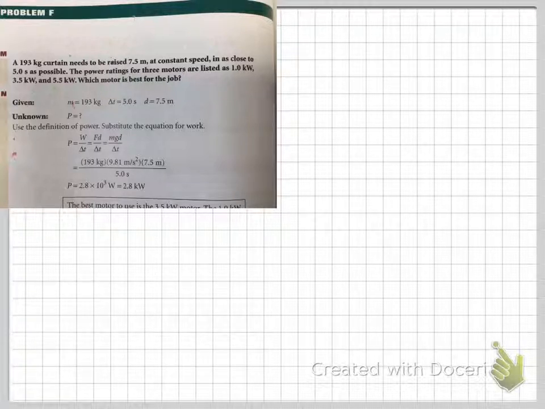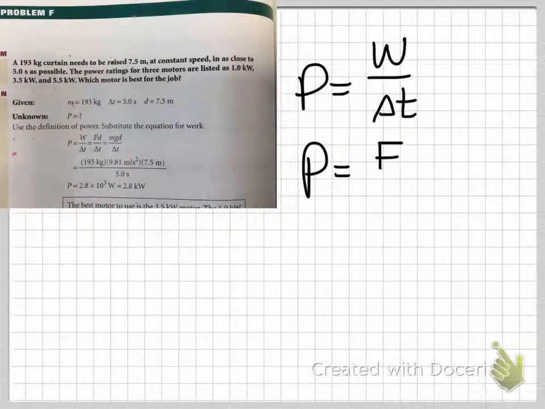So we've got three motors to choose from. We have a 1 kilowatt, a 3.5 kilowatt, and a 5.5 kilowatt motor. Well, what does it take to get the curtain 7.5 meters? It's 193 kilograms. Okay, so we know that power is equal to work over time. Work is equal to force times distance. And we know the force needed to raise that curtain at constant speed is going to be equal to gravity. We're not accelerating it. We're just bringing it up at a nice, smooth, constant speed.